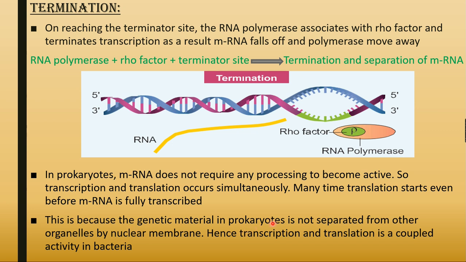This is because the genetic material in prokaryotes is not separated from other organelles by a nuclear membrane. Prokaryotes have only a nucleoid, no well-defined nucleus. So the genetic material, DNA, is not separated from other cell organelles by a nuclear membrane. So transcription and translation both occur, and are coupled. Coupled means both occur simultaneously, continuously. Coupled activity in bacteria. So clear?